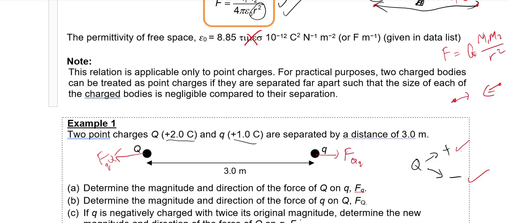This one you should have learned in IP3 or IP4 or Sec 3 or Sec 4, correct? So if you look at the charges first, they are both positive, therefore they must be repelling. They look something like that.